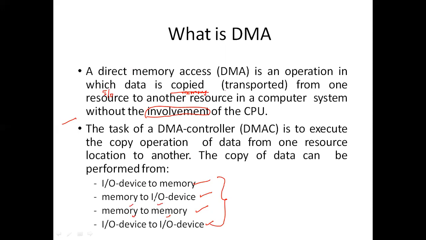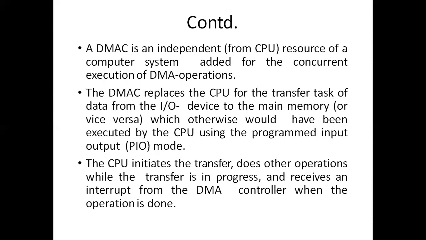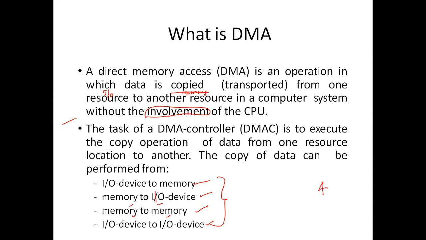So these are the four possible ways in which we can transfer a bulk amount of data. Here, DMA is independent in the sense that it works without the intervention of the CPU. We call it independent. So this DMAC replaces the CPU for the data transfer task. That is the major purpose of this DMAC. DMAC is nothing but the DMA controller.